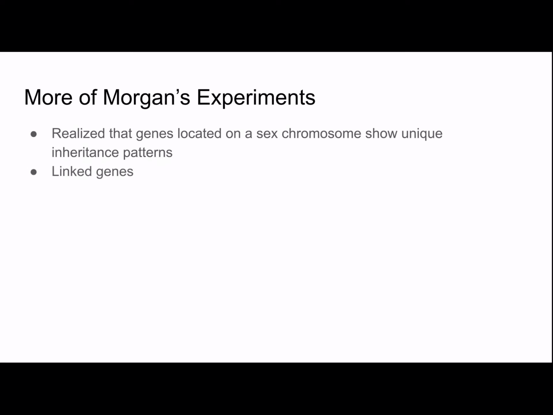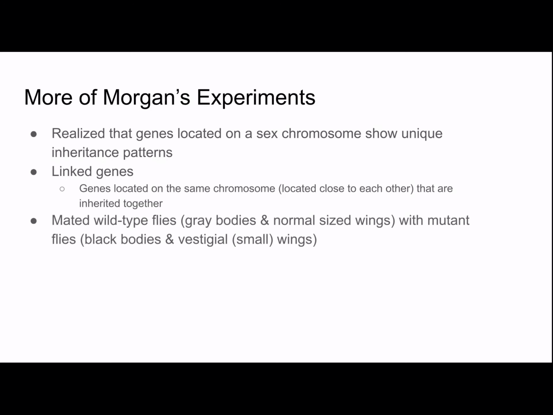Linked genes are genes located on the same chromosome, located close to each other, that are inherited together. Another experiment that Morgan did was mating wild-type flies that had gray bodies and normal-sized wings with mutant flies that had black bodies and vestigial, which are small wings. He found a much higher percentage of parental phenotypes than he expected.